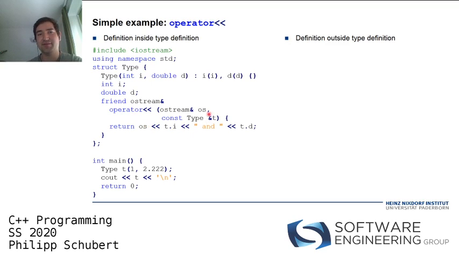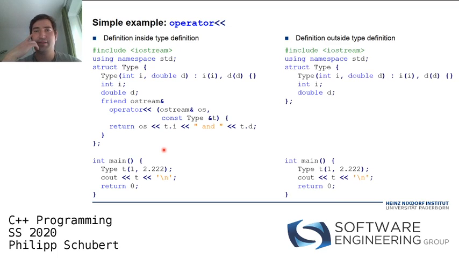And because you've defined that output stream operator, that left shift operator, within the type definition, and it's not a member function, you have to use the keyword friend here. Otherwise it won't work and the compiler will give you some strange error message, if I recall correctly. In any way, you will get some error message.